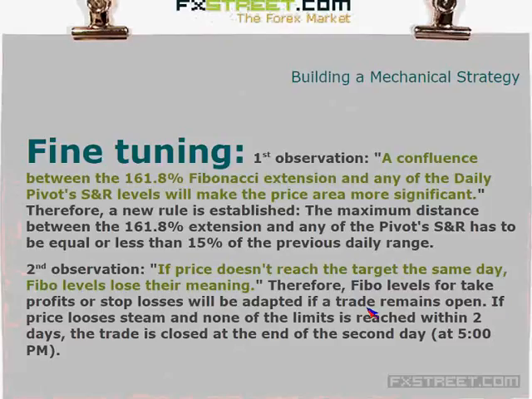I use it to write down those observations and to write down new rules. Okay, so I establish as a new rule that the maximum distance between the 1618 extension and any of the pivot support and resistance has to be equal or less than 15% of the previous daily range.